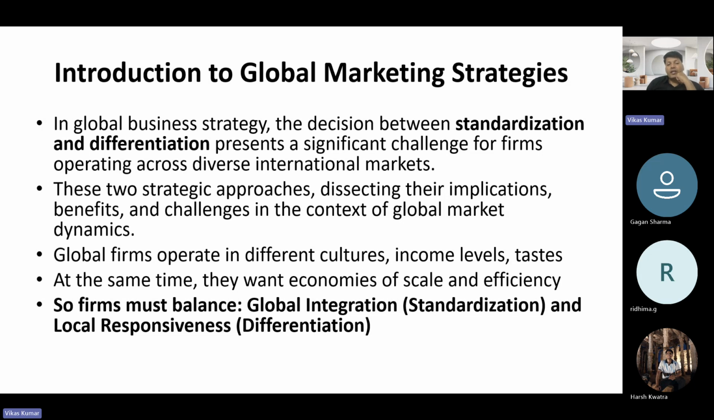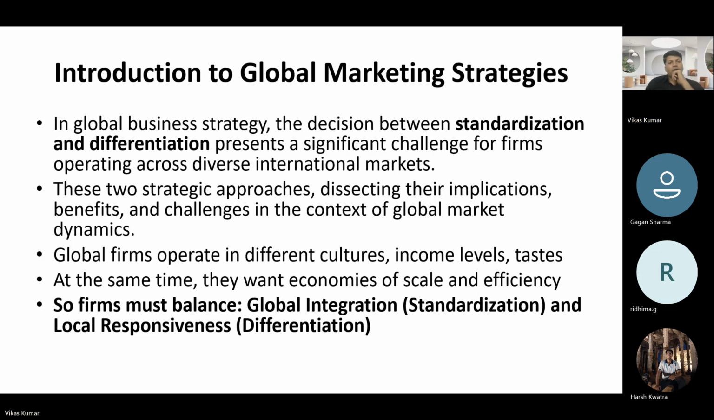So the firm must balance with respect to the culture, the income level, the preference or taste of the consumers, and also align with better economies of scale to reduce the cost per unit for operational and production efficiency. So firms must balance between global integration and local responsiveness. Global integration is like standardization of the products or services, and local responsiveness is differentiation as per the requirement of the particular market they are targeting.